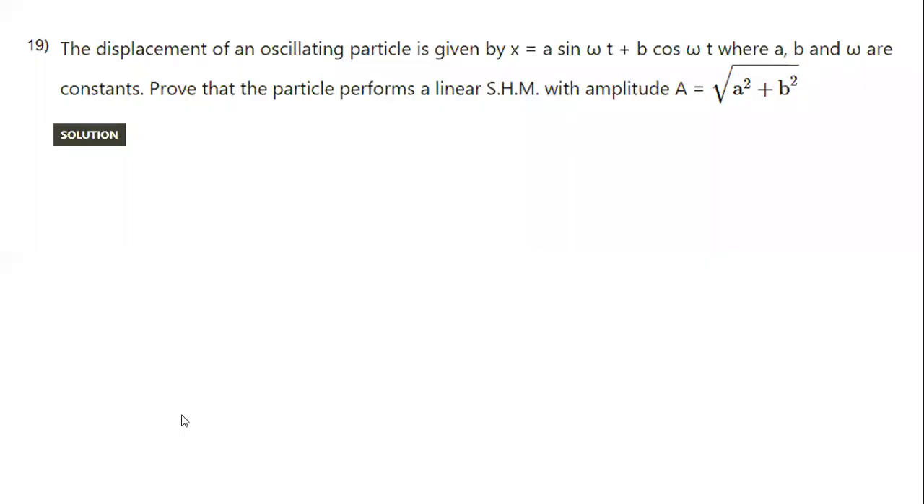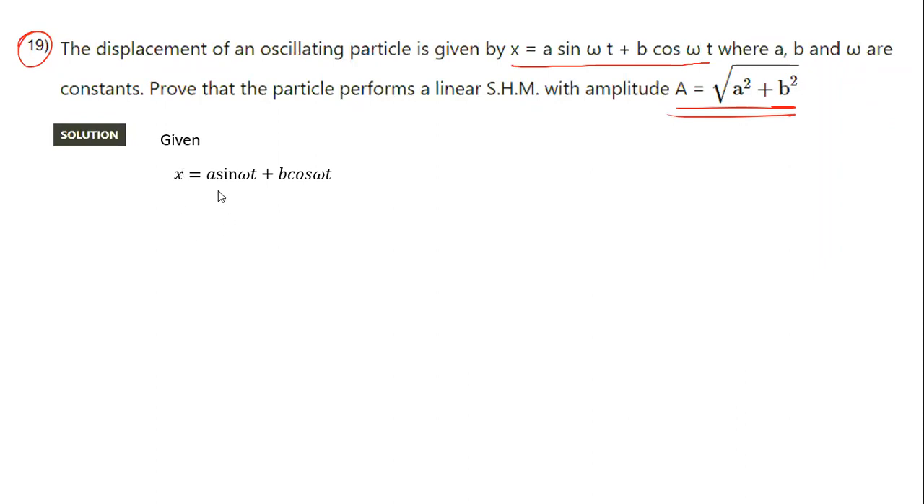Now question number 19 from exercise. They have given here x is equal to a sin omega t plus b cos omega t. Here a, b and omega are constants. Prove that amplitude is given by this formula. Now here we have to adjust to the standard form.